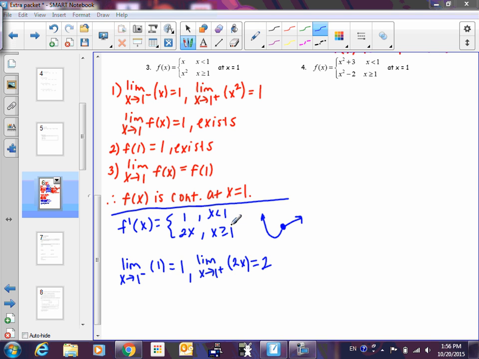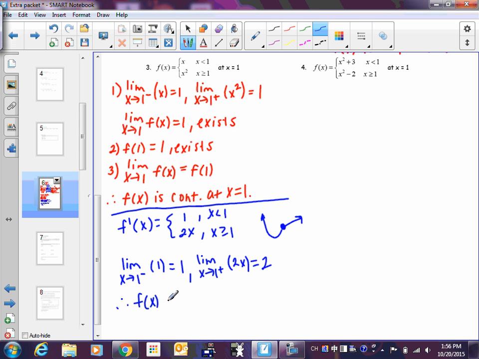You've heard that word before. So we do need to say, therefore, f of x is not differentiable at x equals 1. That's all we're analyzing here.